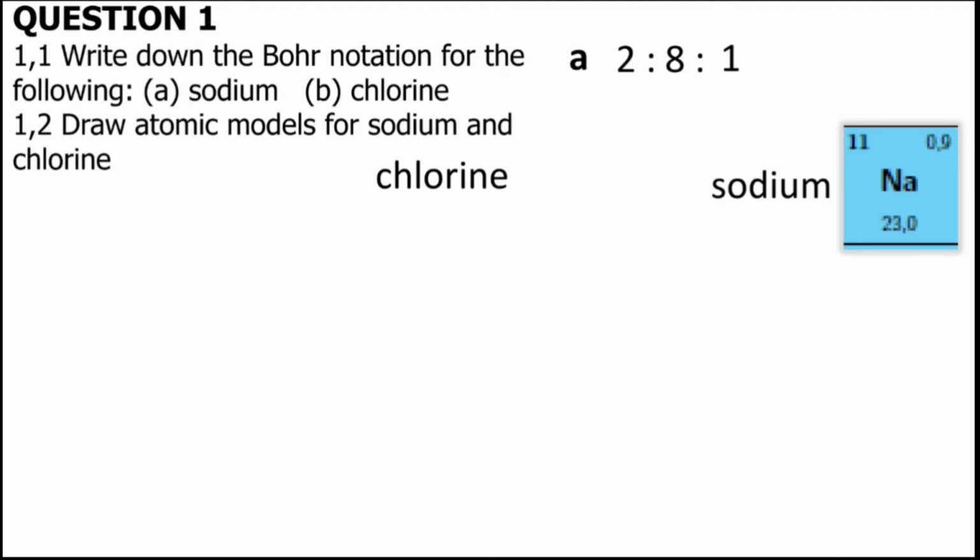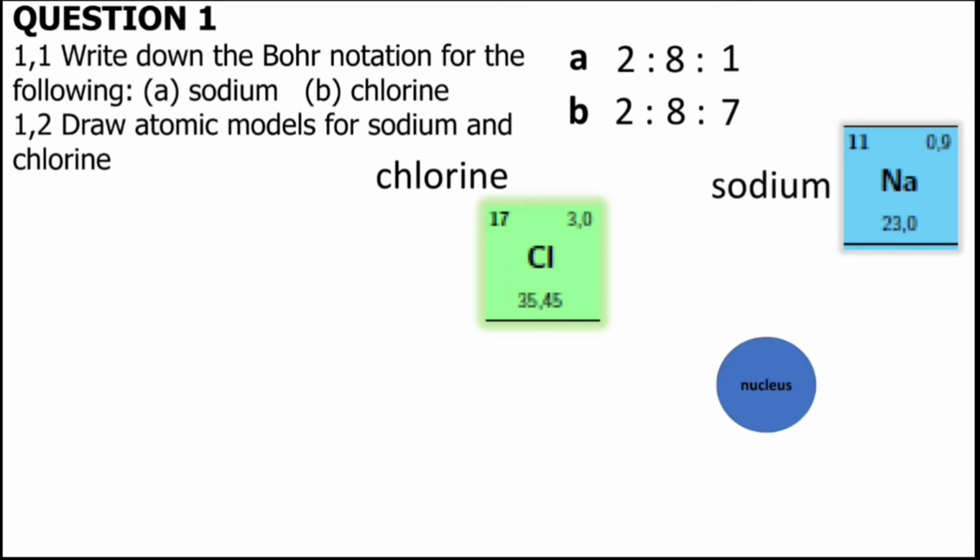Chlorine on the periodic table is number 17. So there are 17 electrons that I need to work with. So 2 go into the first orbital, 8 into the next orbital, and 7 into the next orbital. Again, if I add these numbers, they should give me 17. 2 plus 8 plus 7 is giving me the 17 that I've got there. Now, once I've got the Bohr notations, it's much easier for me to draw the atomic model.